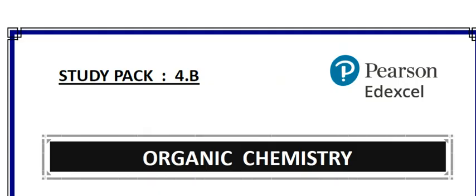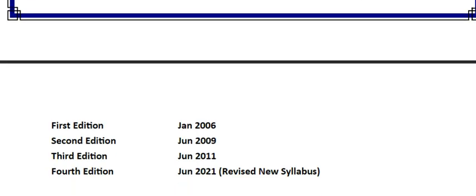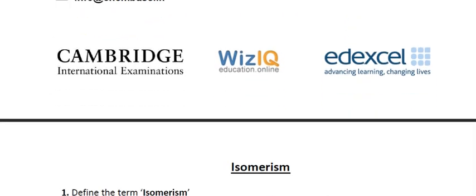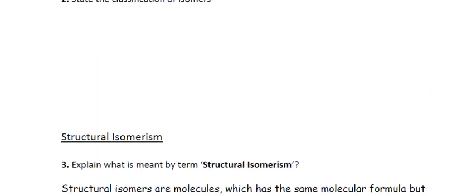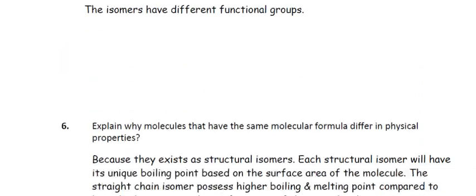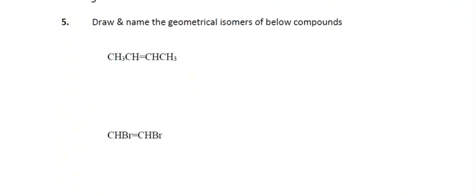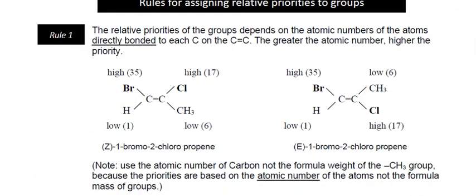So you have to refer to the rules of priority order. You can go through my study pack 4B, right? You can get this study pack from the website chembaseacademy.com. Under organic chemistry, you will notice all the rules. There are structural isomers first: chain isomers, functional group isomers, and then you have geometric isomers, cis-trans and E/Z. Under E/Z, I have mentioned the rules of assigning priorities. So you have to go through these rules, right?